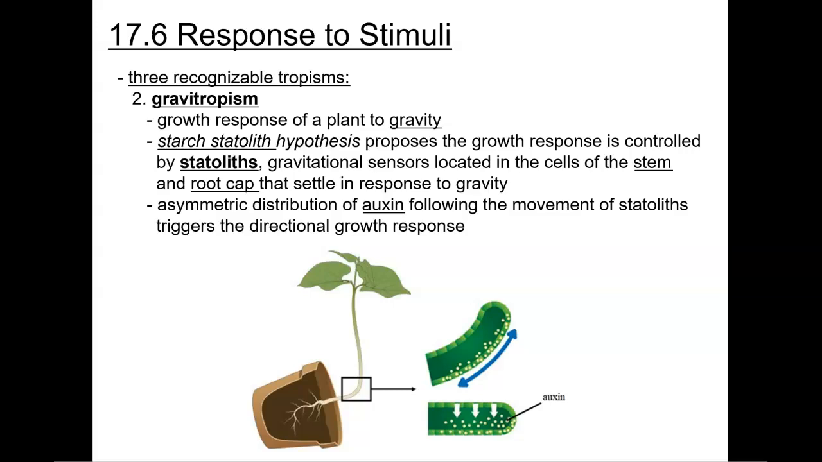The starch-statolith hypothesis proposes that growth response is controlled by statoliths, which are gravitational sensors located in the cells of the stem and the root cap. These are going to settle in response to gravity. Asymmetric distribution of auxin follows the movement of these statoliths and triggers the directional growth in this response. You see those auxins are all located on one side, and so it's going to cause them to curve up and grow away from the ground. Sorry, not towards.